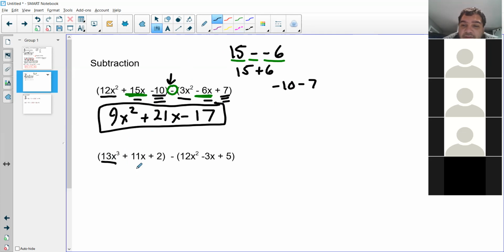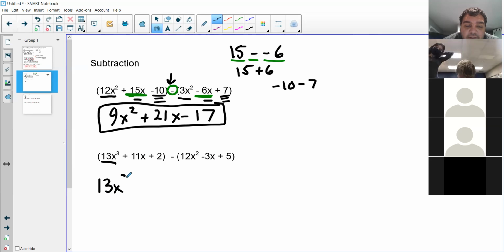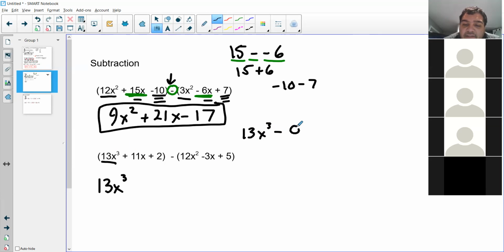Okay. It's all right. So first one, 13x to the third. 13x to the third, that's our first term. Nobody else has a third here. So that's 13x to the third. Technically, what's happening is 13x to the third minus 0. But that doesn't change the number. Let's talk about the next one.